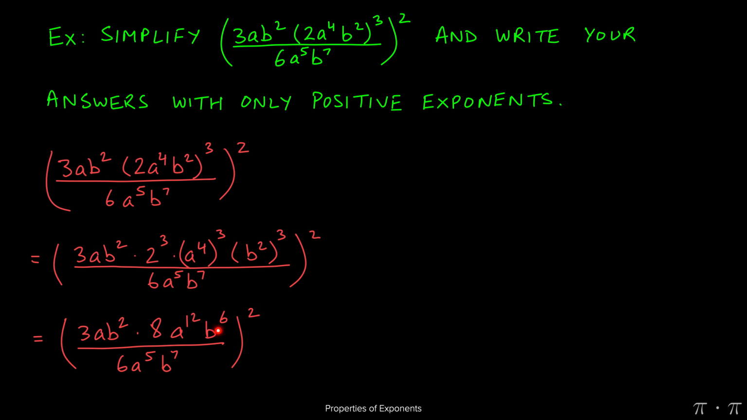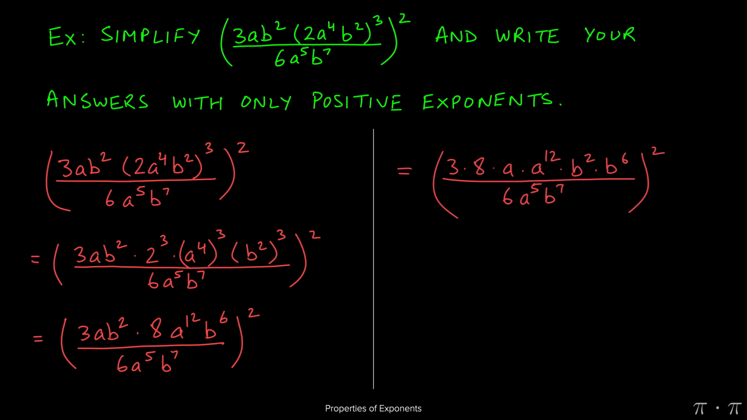Now at this stage, we kind of go back to the very beginning. Is there something that can be rearranged here, or can any terms be multiplied by each other? And absolutely, the 3 and the 8 can be placed next to each other. The a and the a to the 12th can be placed next to each other. The b squared and b to the 6th can be bundled as well.